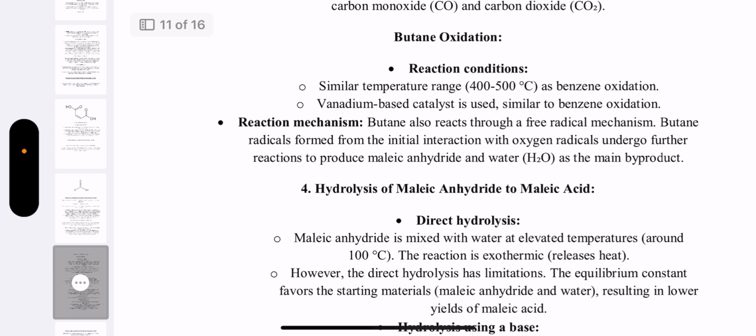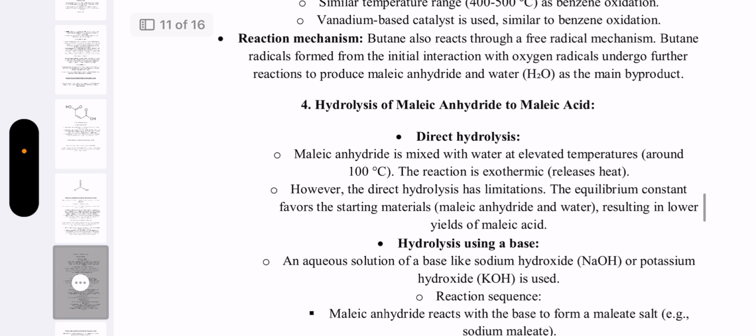Butane oxidation. Reaction conditions: a similar temperature range as the benzene oxidation. A vanadium-based catalyst is used, similar to benzene oxidation. Reaction mechanism: butane reacts through a free radical mechanism. Butane radicals formed from a reaction with oxygen radicals undergo further reaction to produce maleic anhydride, with water as a byproduct.